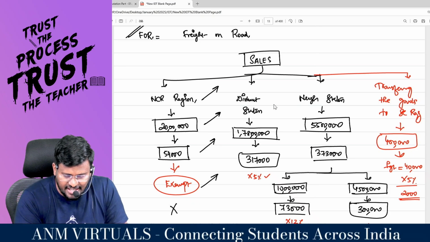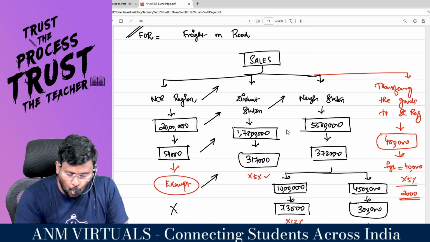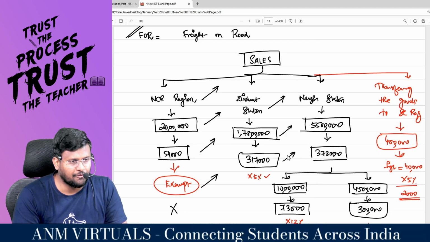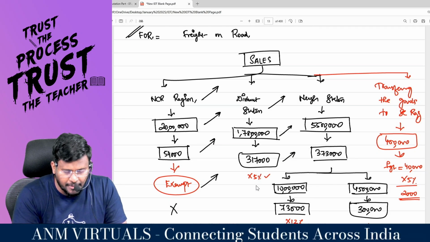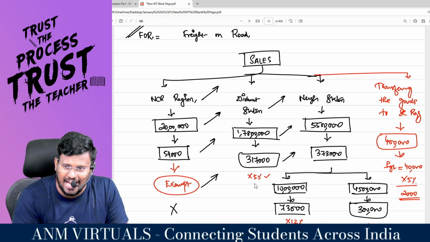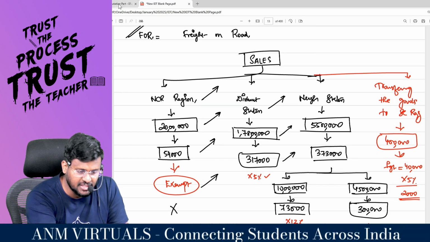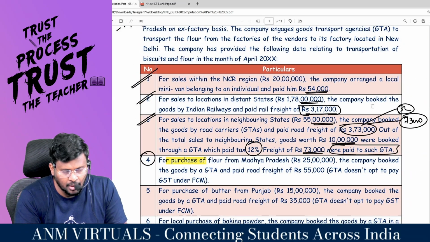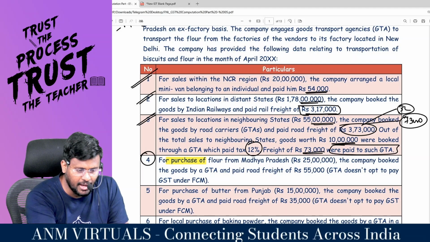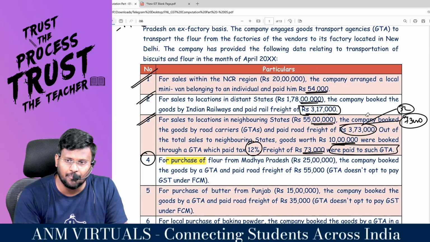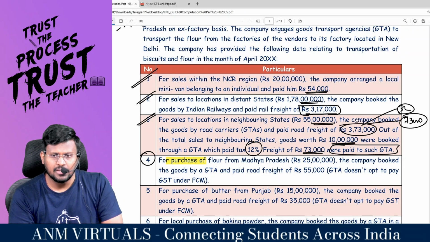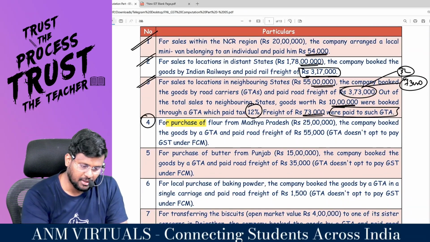Sir, for distinct states, it's an interstate supply. 1 crore 78 lakhs is the sales value. For that, 3 lakh 17,000 is the freight they have paid. For that, at 5 percent, they are supposed to pay tax at what CM? FCM or RCM? FCM, because this is transportation of goods by Indian Railway. RCM will not be applicable. FCM will be applicable. So we are supposed to pay to the Indian Railway and they will, sir, collect the GST and pay to the department.